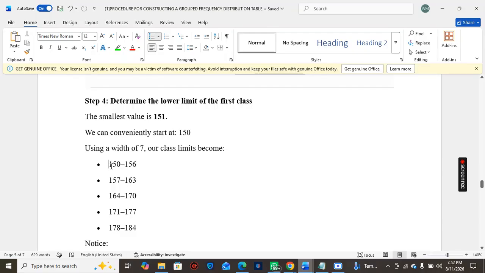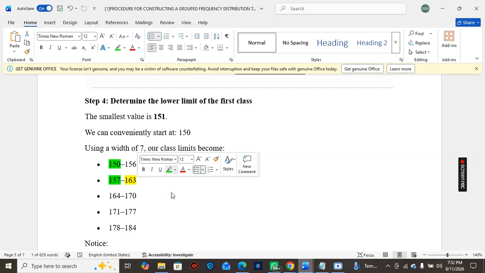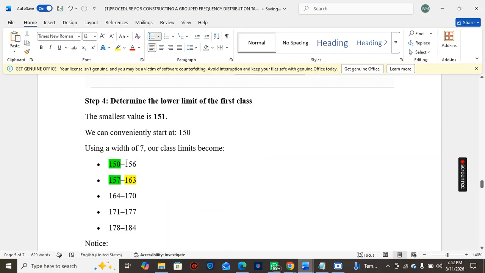As you can see here, 150 to 156, 157 to 163, 164 to 170. And to check your accuracy, just subtract. For here, we can say 157 minus 150, that is 7. 163 minus 156, that is 7.